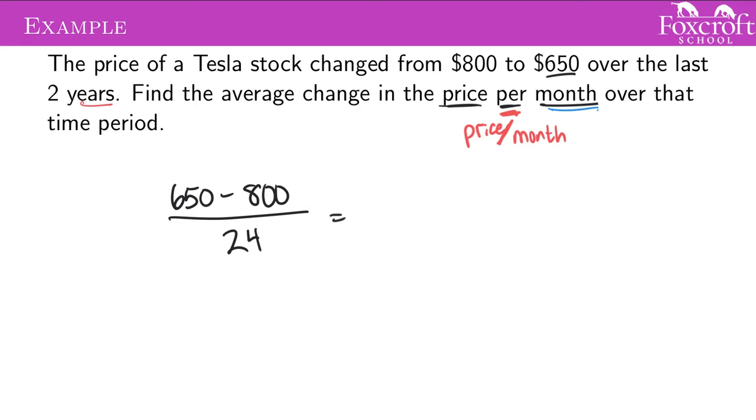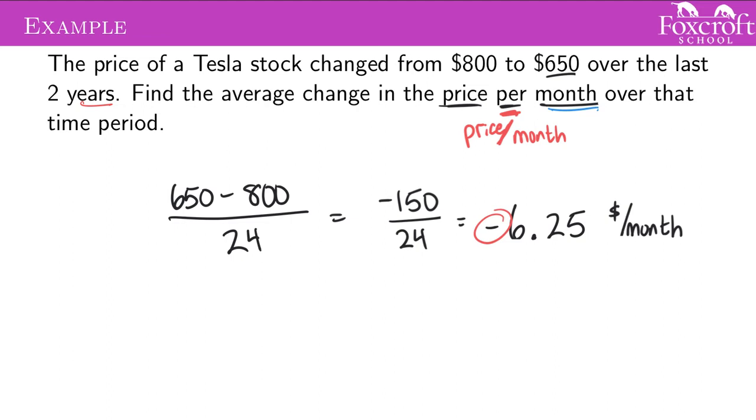So 650 minus 800 is negative 150 over 24. And for word problems, generally we want to type it in a calculator so we get an answer that makes sense. So we get negative 6.25. Price is dollars per month. So on average, over the last 2 years, Tesla stock would have dropped. Negative means it's going down. It went down by $6.25 every month. That's the kind of calculation you can do when they just give you the amount of time. They don't give you the starting point. It just tells you what to put on the bottom.